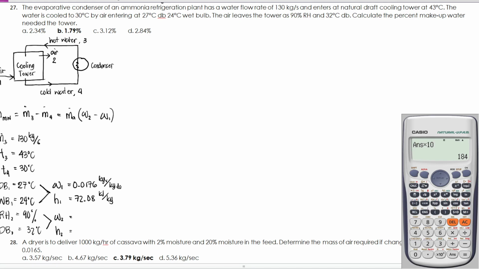okay, again, maaaring hindi sakto based on your calculation using steam table kasi ang ginagamit ko dito, psychrometric calculator. Pero, approximately, magiging same lang din naman answer. So, dry bulb 2 is 32 degrees Celsius at ang ating relative humidity is 90%. So, based on that, ang humidity ratio 2 is 0.0274. At ang enthalpy 2 ay 102.45.